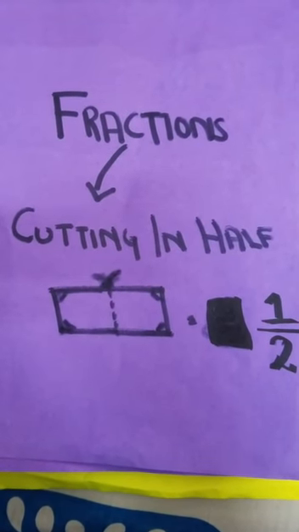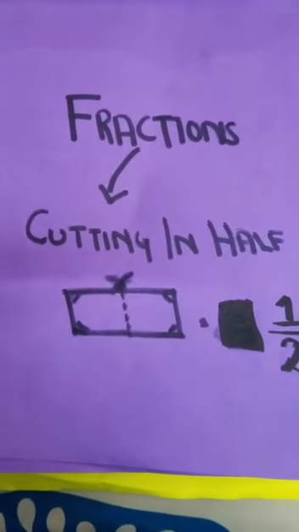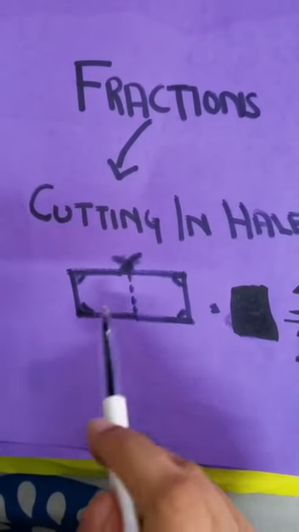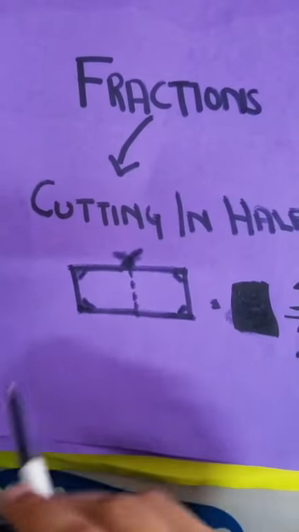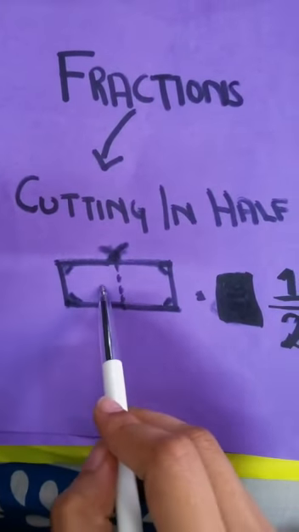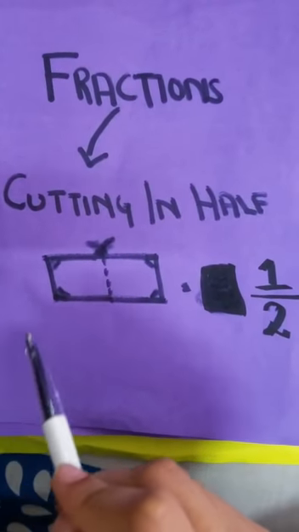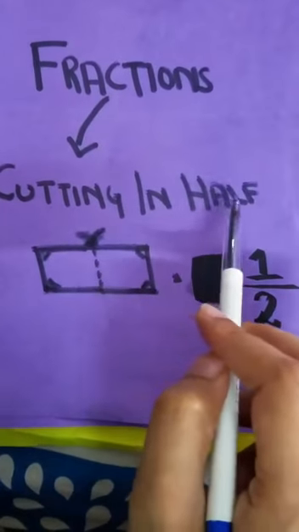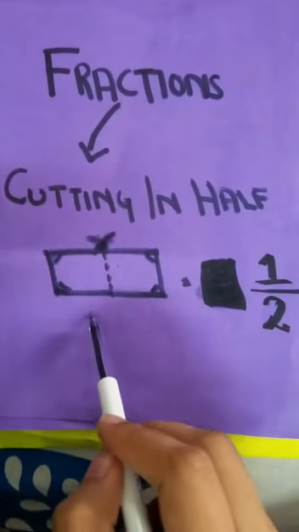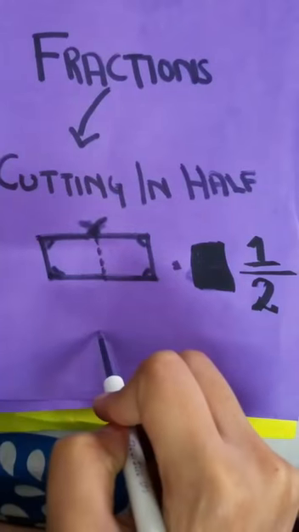Fraction means parts of a whole. Like, can you see this box? Yes. It has two parts. How many parts are there? There are two parts, 1 and 2. So we are learning fractions today, cutting in half. We are learning how we can cut objects in half.